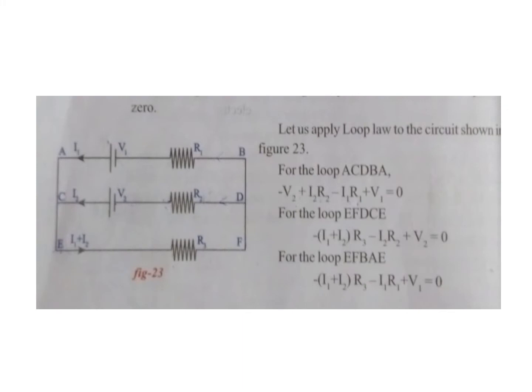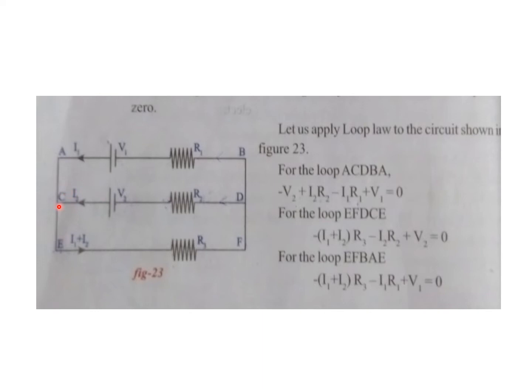Now let us apply Kirchhoff's loop law to the circuit. For the loop A, C, D, B, A, starting from A to C, this is one loop, and in this loop let's apply the loop law, that is, the summation of voltages. I start moving from A to C, because the loop I have considered is A, C, D, B, A.